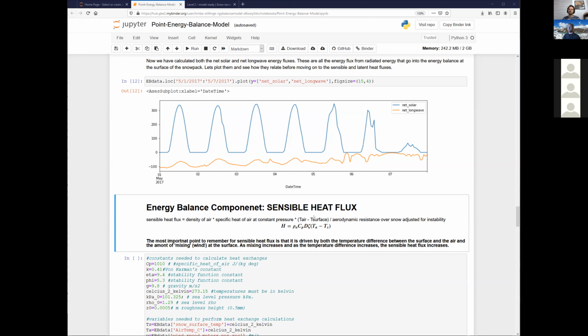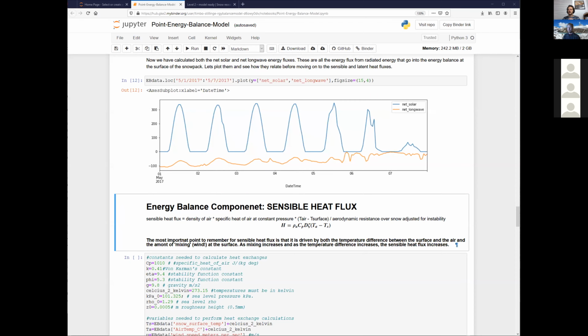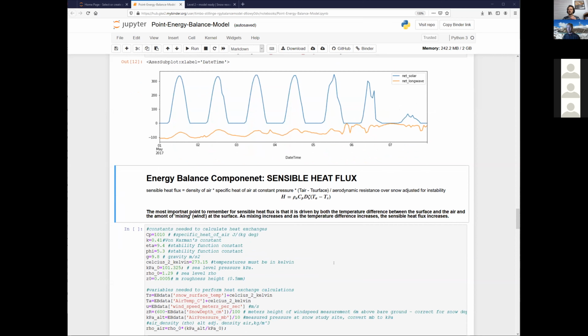For everyone today, the really important thing I want everyone to remember is that sensible heat flux is driven by a temperature difference between the surface and the air above it, and then also how much mixing you have above the surface. So the greater the difference in the temperature between the surface and the air above it, the more sensible heat flux. The more mixing that you have above the surface, the more sensible heat flux. And if you have both a really big temperature difference and a lot of mixing, you're going to have a lot of sensible heat flux.